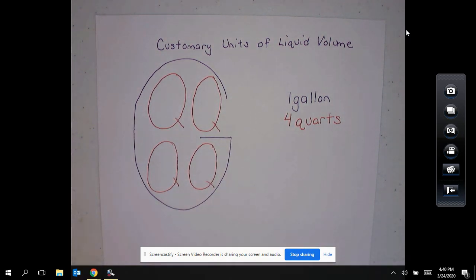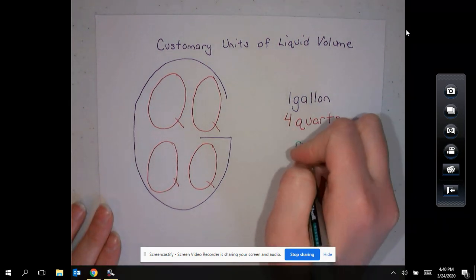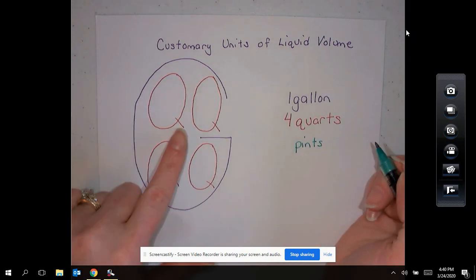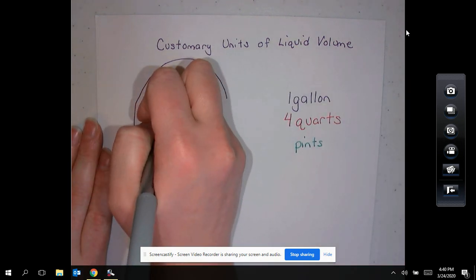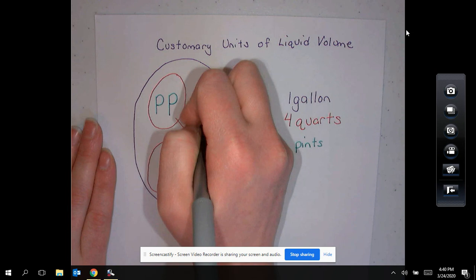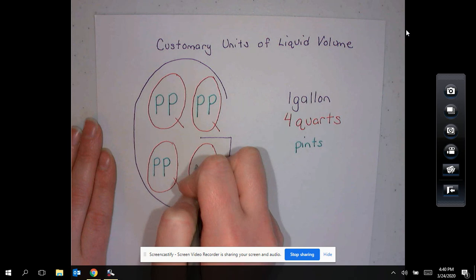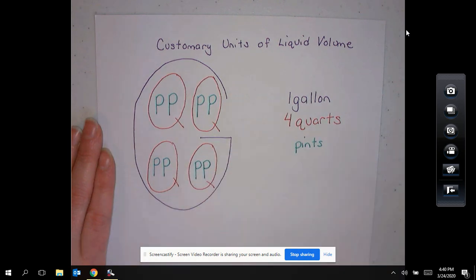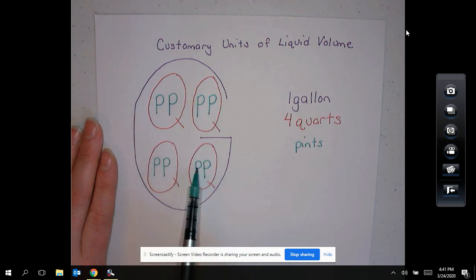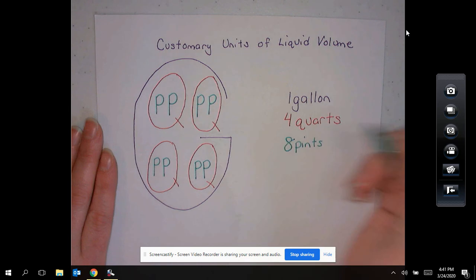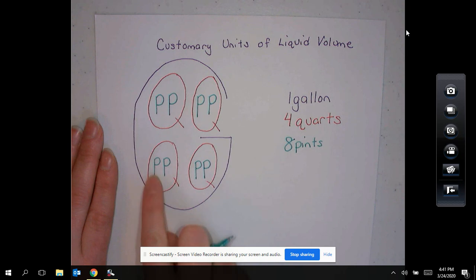Our next smallest unit after quarts is pints. Each quart is made up of 2 pints. So I'm going to put 2 P's inside of each quart. P's are going to represent pints. So if we count them, we have 1, 2, 3, 4, 5, 6, 7, 8 pints in a gallon. There are 2 inside of each quart.